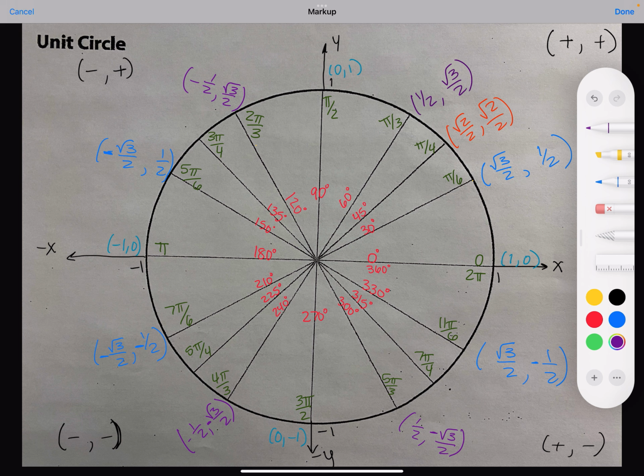I don't know if it's allowed. Well, it's not allowed. You're not the creator of math.